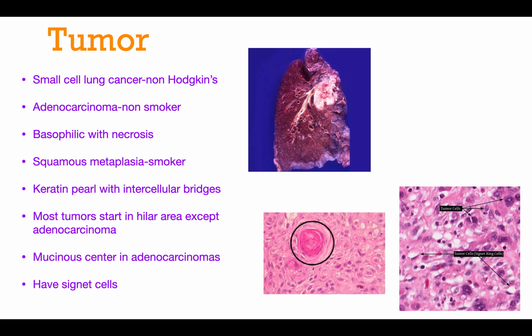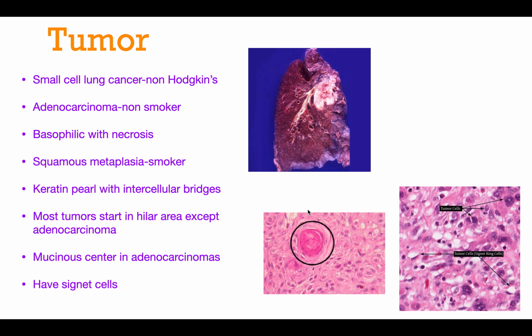Okay, so tumors are usually separated into two: the small cell lung cancer or large cell lung cancer. Small cell is an indication of non-Hodgkin's lymphoma. Adenocarcinomas generally happen in the non-smokers. The non-Hodgkin's happens more in smokers. And the adenocarcinoma tumor cells are basophilic with necrosis. And in smoker patients, there's going to be the squamous metaplasia, which presents as these keratin pearls.